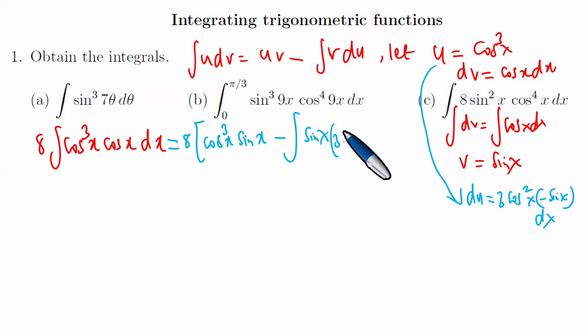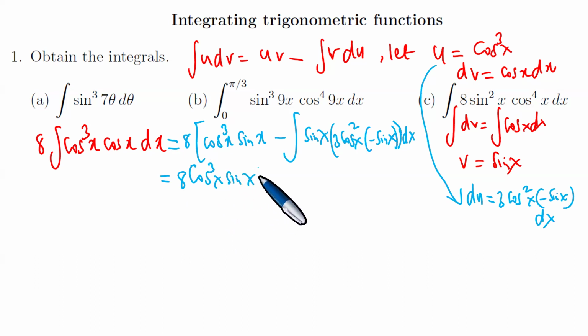du is 3 cosine squared x times negative the sine of x dx, like so, which is exactly 8. Right, so you distribute here, and so this one is going to be 8 cosine cubed x sine x. Negative times negative gives us a plus 8, the integral.